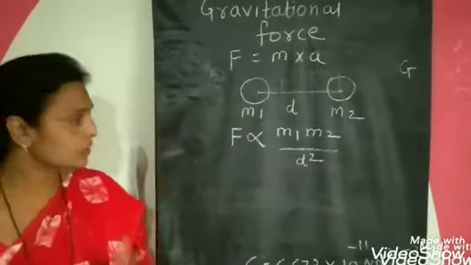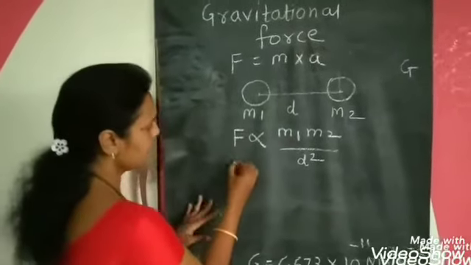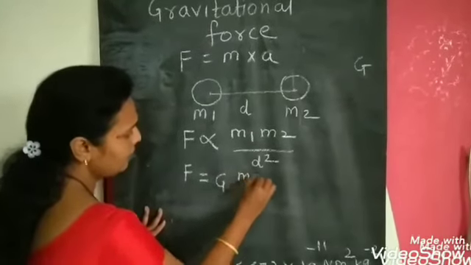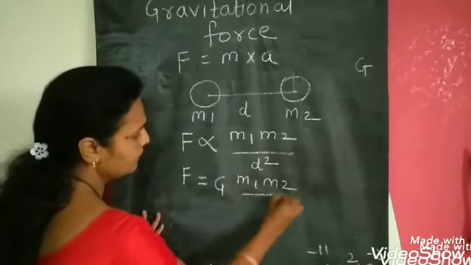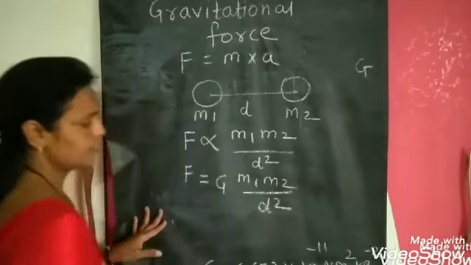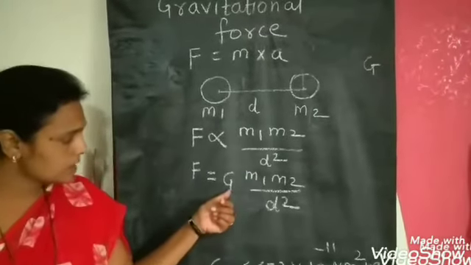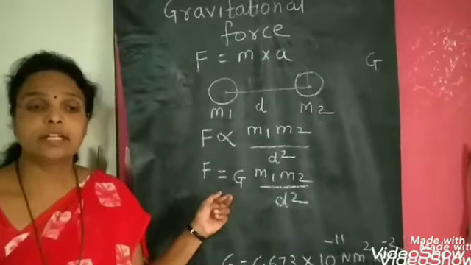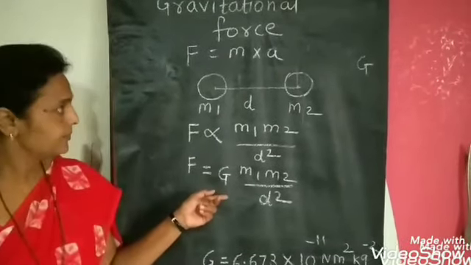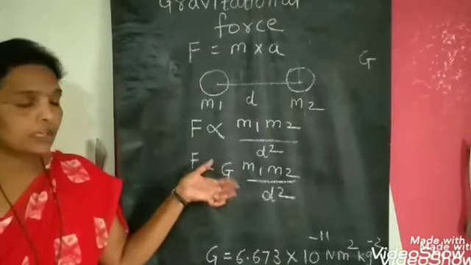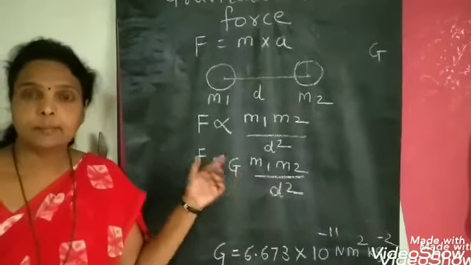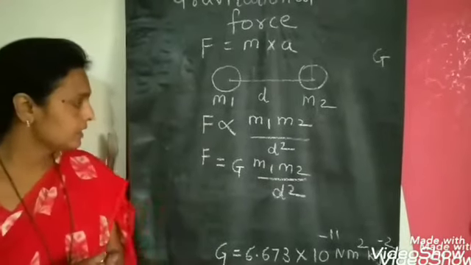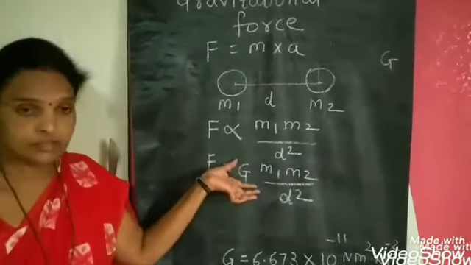Now if we want to remove this proportionality sign, then how will we write? F is equal to G m1 m2 divided by d square. So what is meant by G? G means gravitational constant. Why is it called a constant? Because everywhere on the earth, the gravitational value is constant.